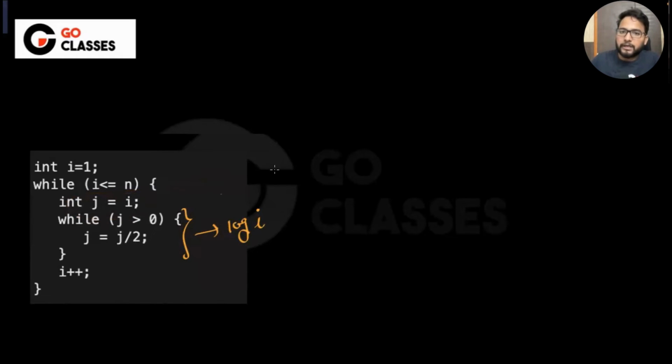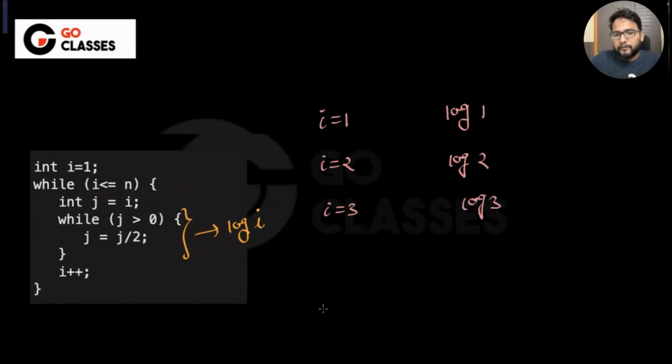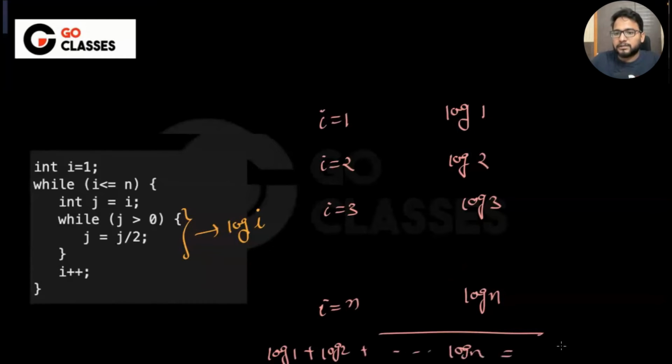So for i equal to 1, it is going to run log of 1 time. For i equal to 2, it is going to run log of 2 times. For i equal to 3, log of 3 times, and so on. And for i equal to n, since i can take at max the value n, log of n times. So if you add all of this up, what will be the answer? Log 1 plus log 2 plus dot dot dot plus log n, right? Because of the log property, this becomes the multiplication 1 into 2 into 3 till n, which is log of n factorial.